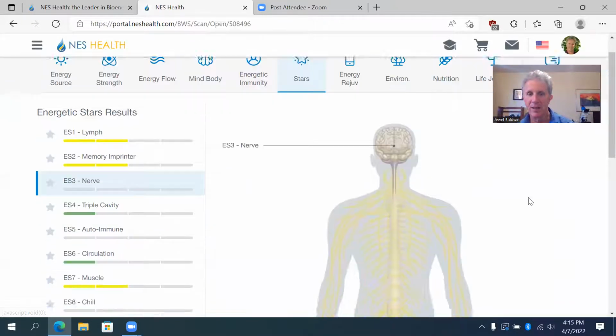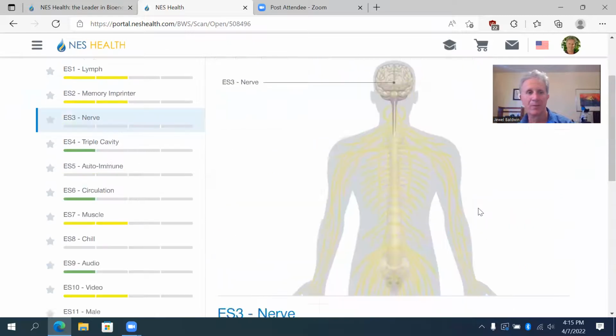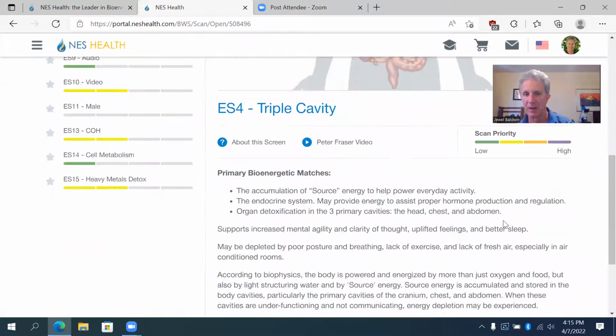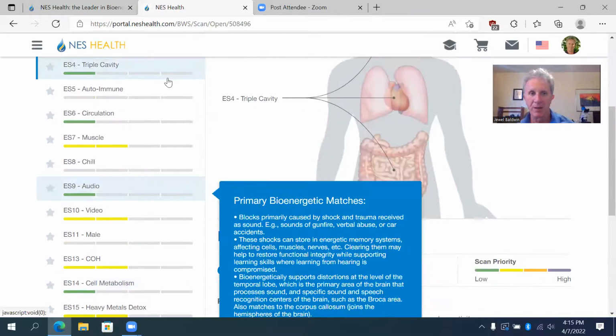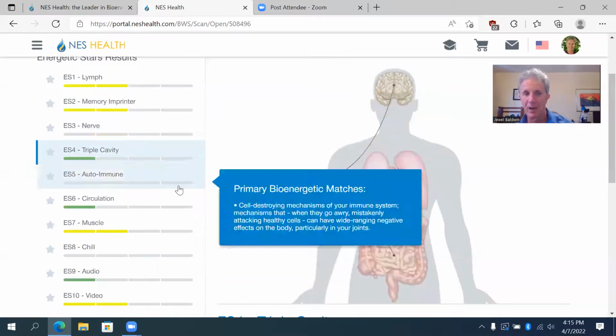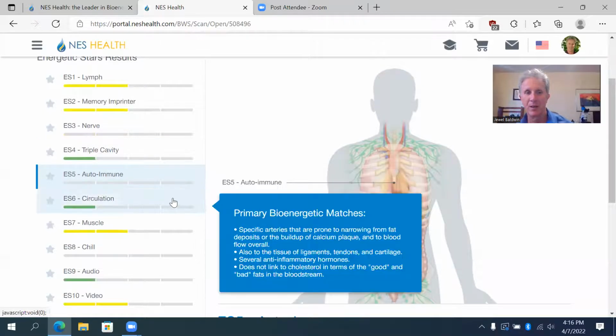Nerve star is the nervous system and also ties in very much to heavy metals affecting the nervous system, nerve damage. Triple cavity is hormonal balance. So energy basically moves between the 3 cavities, the cranial, thoracic, and abdominal cavity, to regulate hormonal function and energy production. So if this is out of balance and this comes up, people that have a lot of fatigue often get triple cavity. Autoimmune, we talked about that in the previous energetic terrain screen.